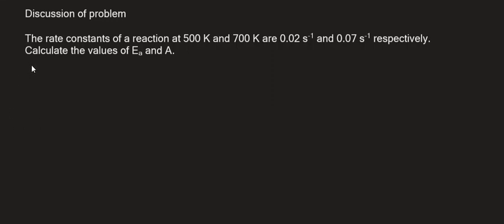Now, let us discuss the problem based on the rate constant, that is, temperature dependence of rate constant. There are two rate constants given, that is 0.02 per second and 0.07 per second. Just by looking at the unit, you can confirm that this is the rate constant of a first order reaction. So you can put K1, K2, and these are at two different temperatures, so we can mention this as T1 and T2.